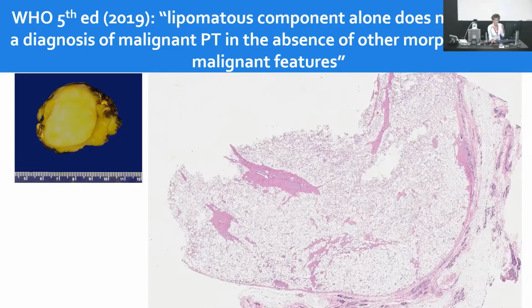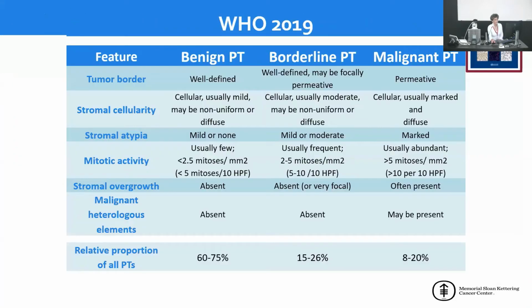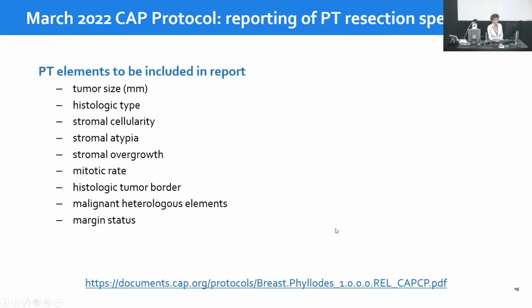You need to have high-grade cellularity, high mitotic activity, marked nuclear atypia, all that to give a diagnosis of malignant Phyllodes tumor. So putting all these characteristics together, the most common type of Phyllodes tumor will be benign, 60 to 75% of cases. The least common are malignant, 8 to 20%, and then there are some borderline cases. The CAP protocol has pointed out that people sometimes give just a diagnosis, oh, this is a borderline Phyllodes tumor, but don't specify how they reached this diagnosis.